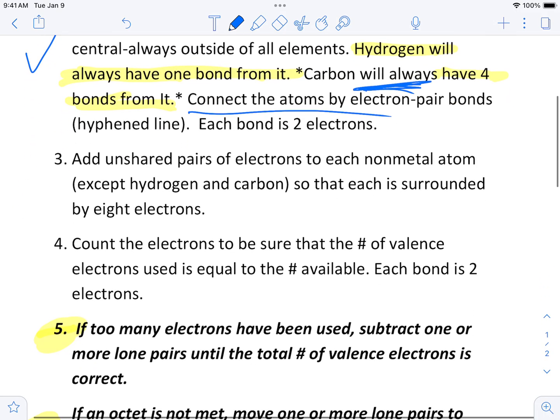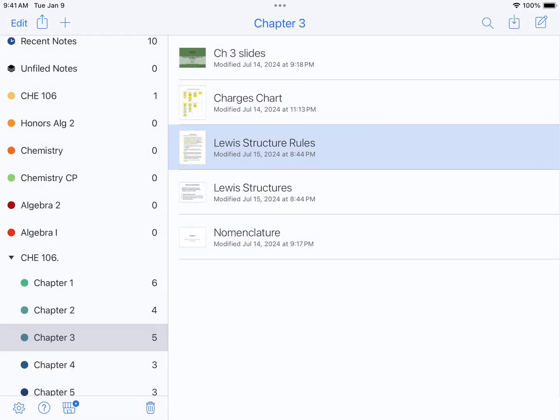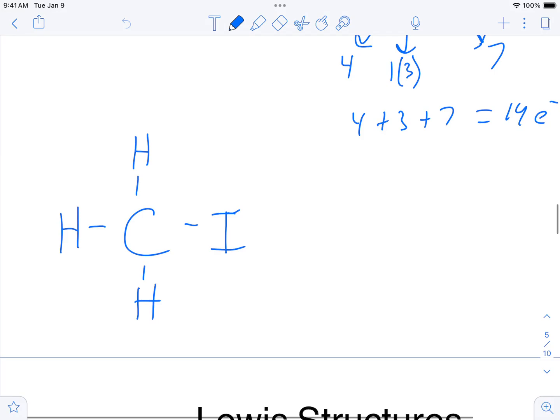So we did that. Step number 3 says to add unshared pairs of electrons to each nonmetal, except hydrogen and carbon, so that each is surrounded by 8 electrons. This is called the octet rule. So you want everything to have 8 electrons. Again, there are different exceptions to these rules. Some elements, sulfur and phosphorus are big ones, can have expanded valence shells, so they can actually have more than 8. Or there are some smaller elements like beryllium that can have less than 8. Aluminum can have less than 8. But these are general rules.